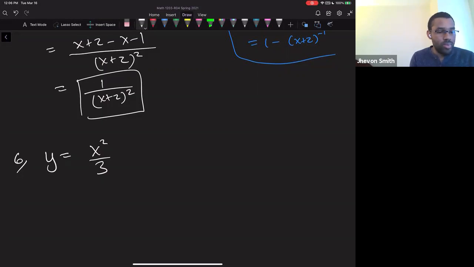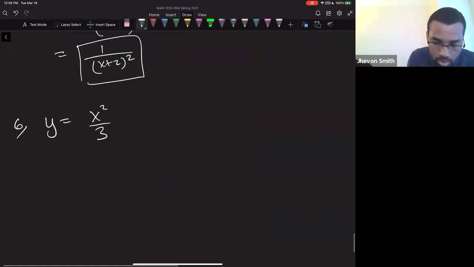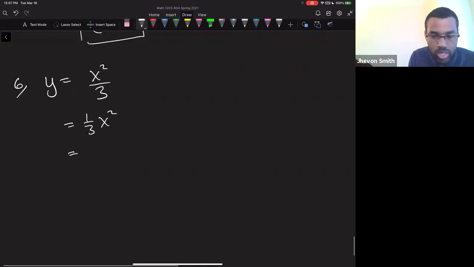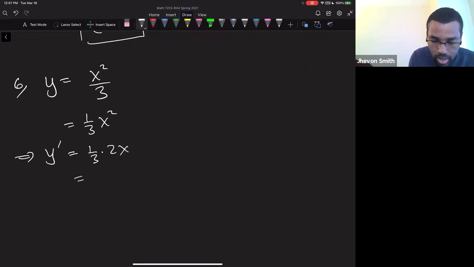I'm guessing the power rule. How would you apply the power rule? Would you do x squared times 3 to the negative first power? Or, I mean, you could factor this off as a third, right? Which is 3 to the negative first power, I guess. And then you just apply the power rule. So this stays and that becomes 2x. You get 2x over 3. Okay.